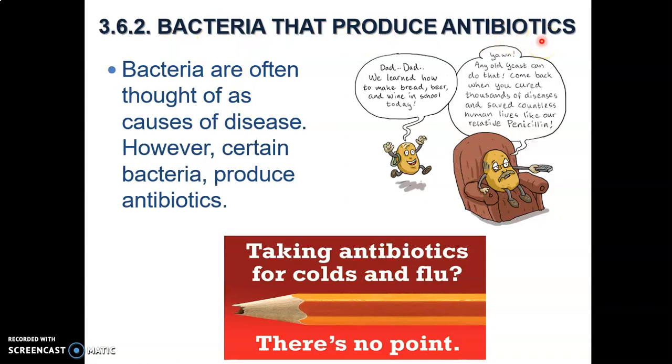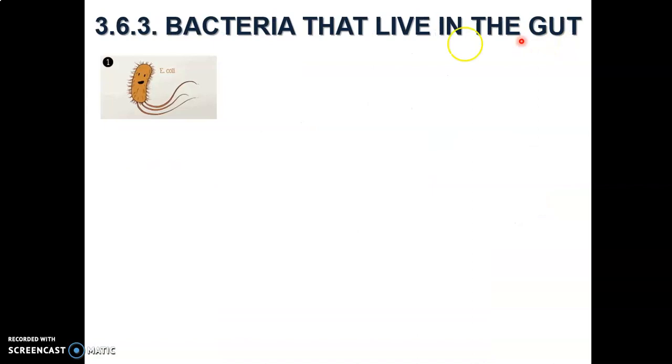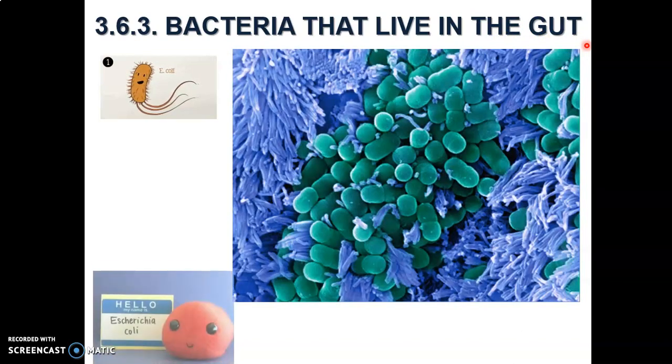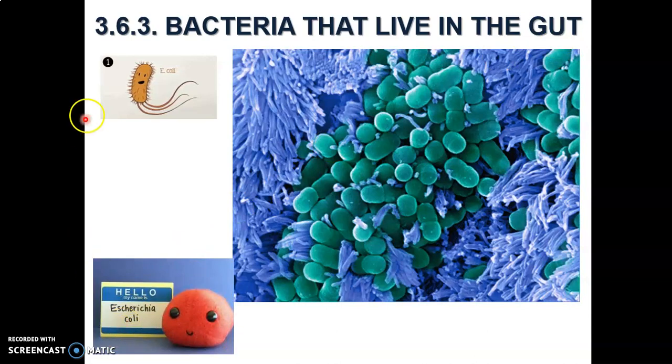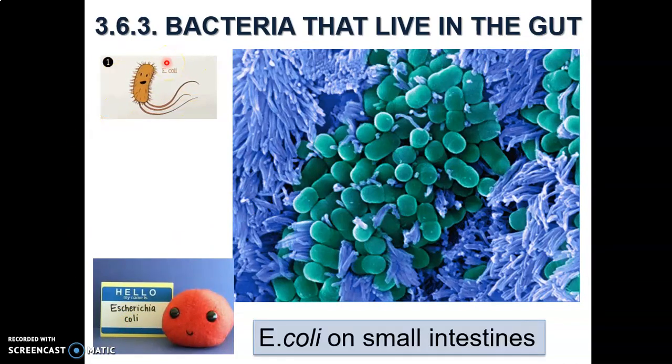Let's look at another helpful bacteria. And you're going to find this helpful bacteria right in your body, in your gut or your small intestine. And this helpful bacteria has a long name, but we're going to stick to its simple name, which is called E. coli. So what does this E. coli bacteria do in your gut? If you didn't guess it by now, it helps to break down food in your body.